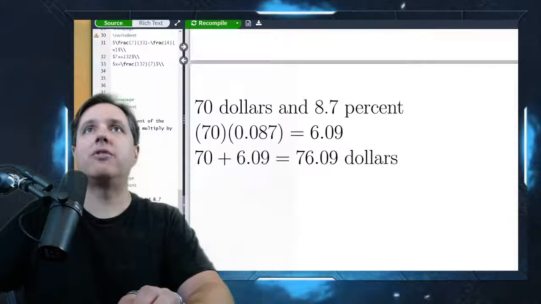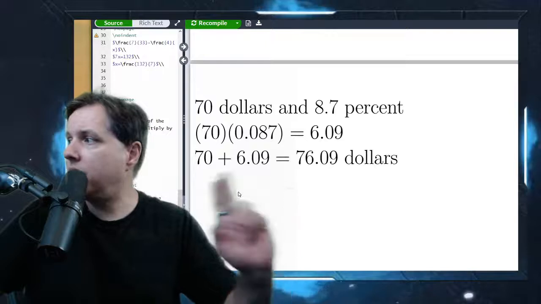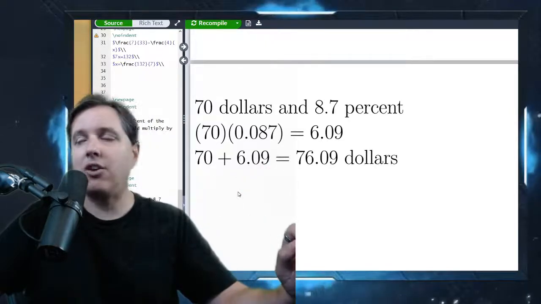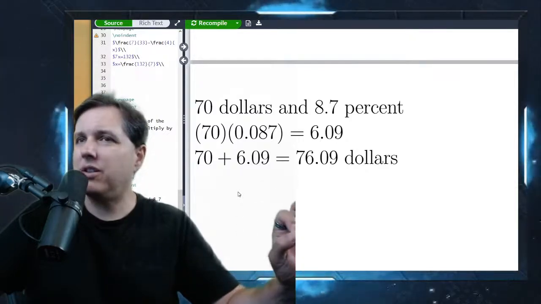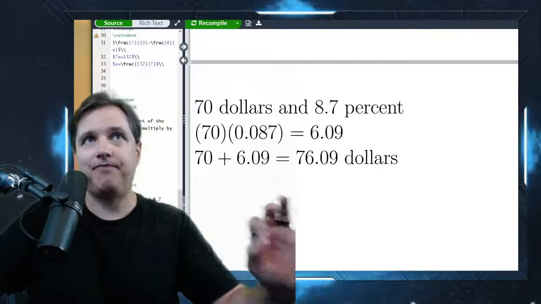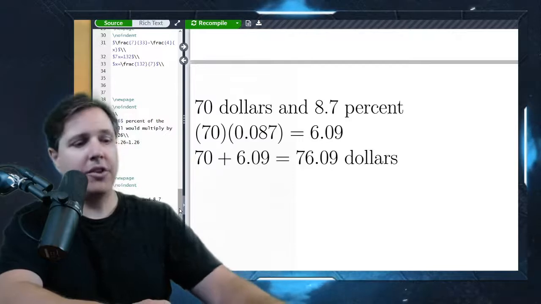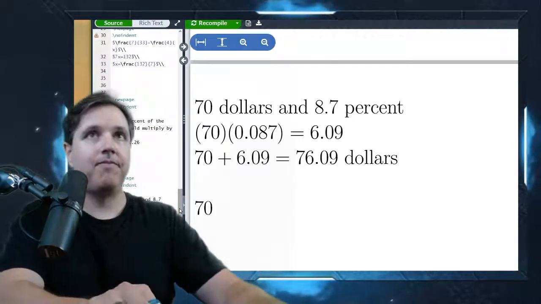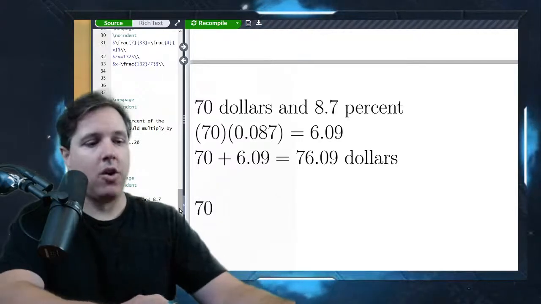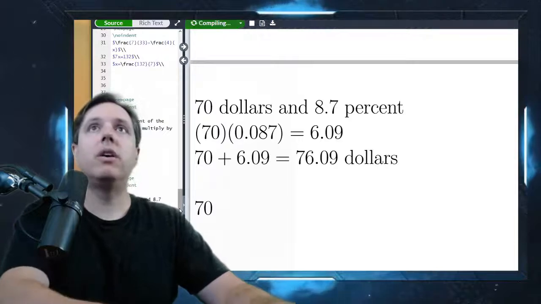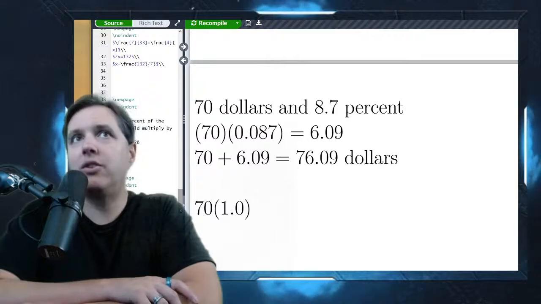Okay, so that's one way to answer it. The other way to answer it, notice, so that's method number 1, thinking your way through it. The second way can be thinking your way through it, but I find that students, since it's 1 step, it's a little harder to see what's actually going on. If you're going to use it, make sure you understand it. Method 2 would be to take 70 and multiply by 1.087. Why is that? Because that 1 captures the original $70.